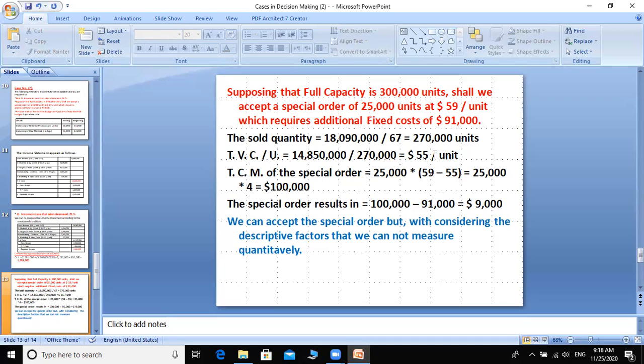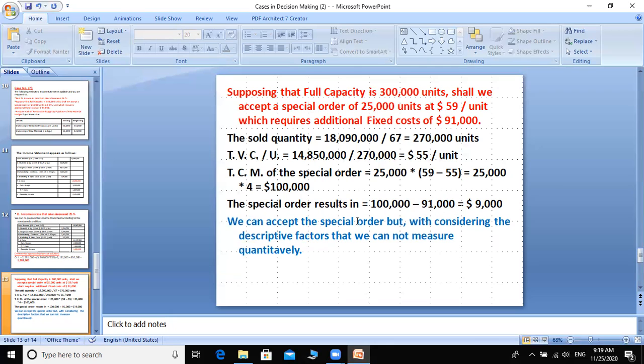The offered price is 59 instead of 67. The 59 can cover the 55 variable cost and remains $4. The $4 times 25,000 units of special order gives $100,000. But accepting this order will let us bear 91,000 fixed cost. So the $100,000 minus 91,000 gives $9,000 positive operating income to be increased if we accept this special order.